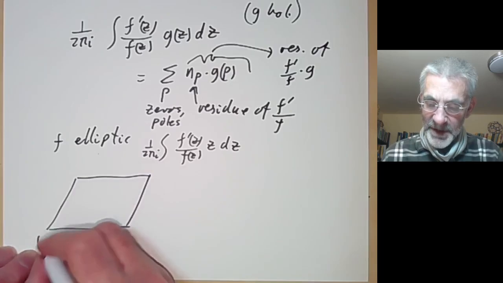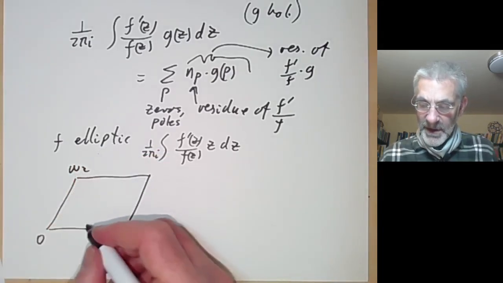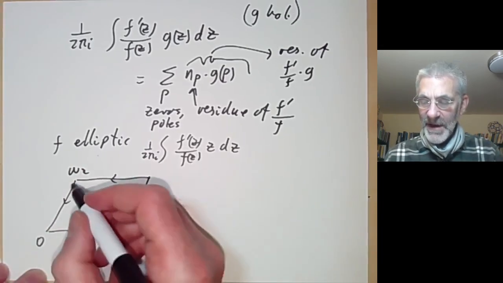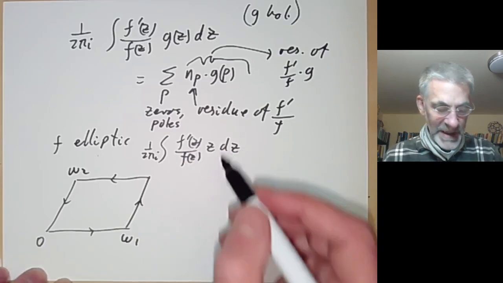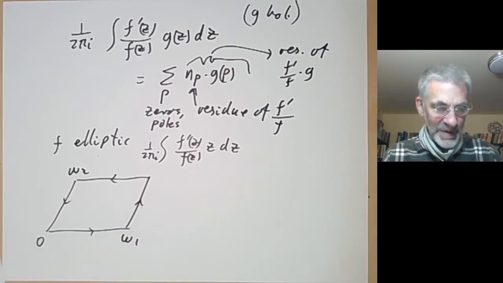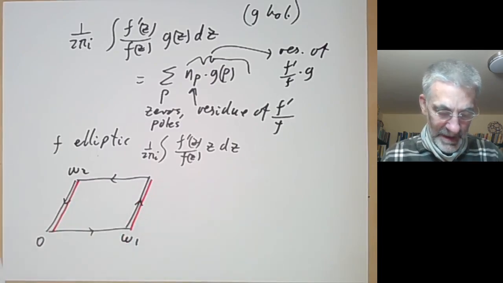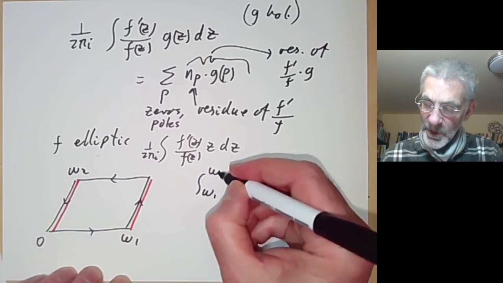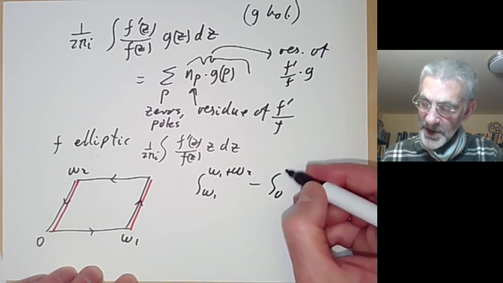Well, we get a fundamental domain. And now, if we try and cancel out the integrals over here and here, it doesn't work because f prime over f is the same, but z changes. So what does actually happen? So let's try and do these two integrals here. So we have an integral from omega 1 to omega 1 plus omega 2, and we subtract the integral from 0 to omega 2.